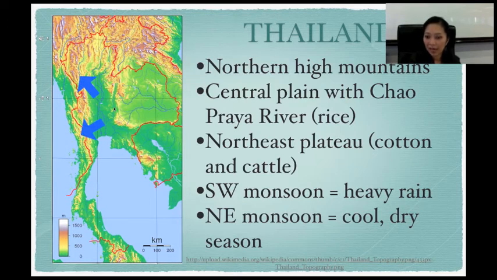The central plain is a lowland area drained by Chao Phraya River. This is the Chao Phraya River, the main river of Thailand, flowing down and draining to the Gulf of Thailand down here. The Chao Phraya River system drains about 1/3 of the nation's territory, making this area suitable for growing rice. And where is Suphanburi?